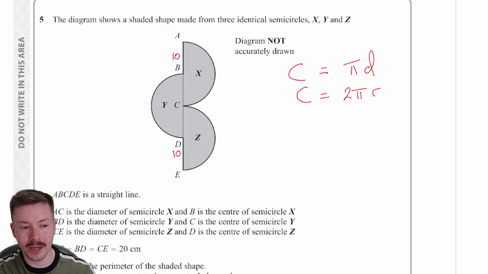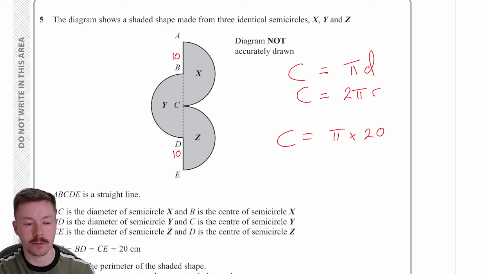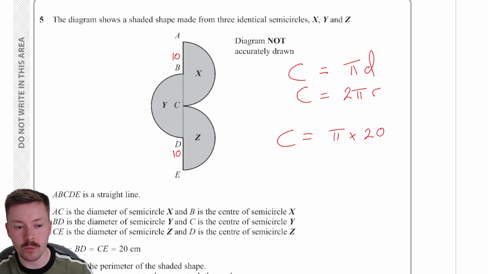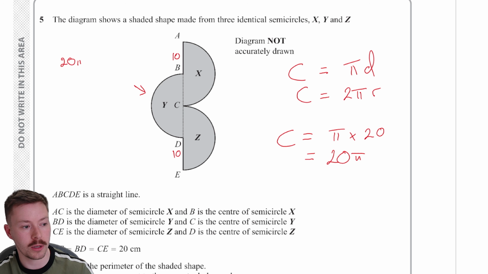Okay, so we are given the diameter here is 20, so the circumference of one of these circles is going to be pi times 20, or 20 pi. Now, because we've got a semicircle, we want to divide that by 2. I'm going to do it over on the left hand side. This is going to be 20 pi divided by 2, which is 10 pi.